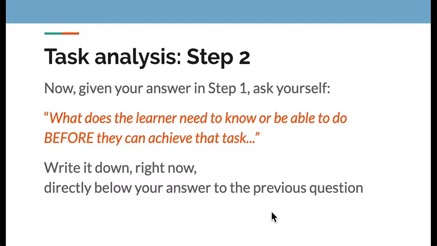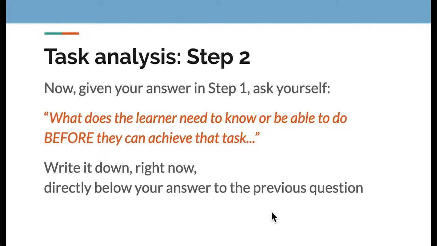With that answer that you wrote down in step 1, you look at that answer and you ask yourself the question again, but you change it just slightly. Listen carefully. What does the learner need to know or be able to do before they can achieve that task that I just wrote down? Now write that answer down. Put it down in the task list.